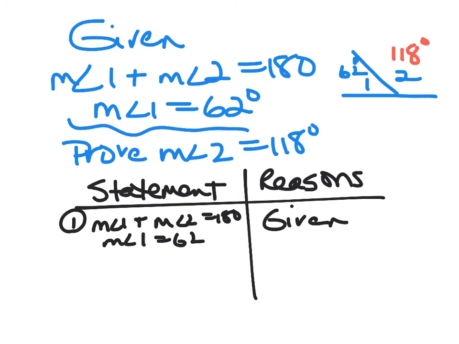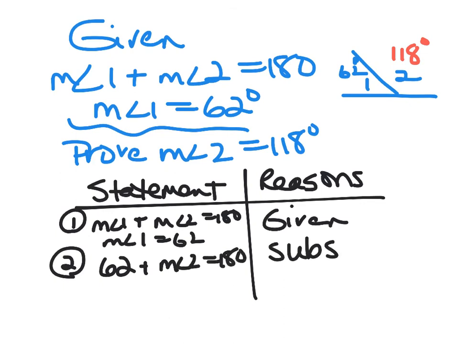Substitute angle 1. Okay, good. We're going to take angle 1 out of this first statement and put in 62. Beautiful. So I'm going to put 62 plus the measure of angle 2 equals 180 degrees, and the reason is substitution. Perfect. All right. I still need to show that angle 2 equals 118.